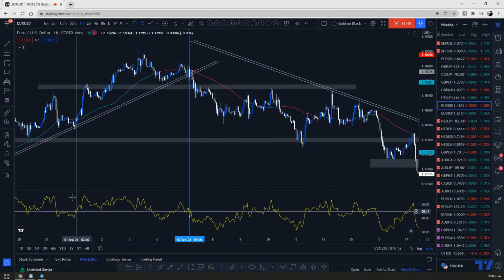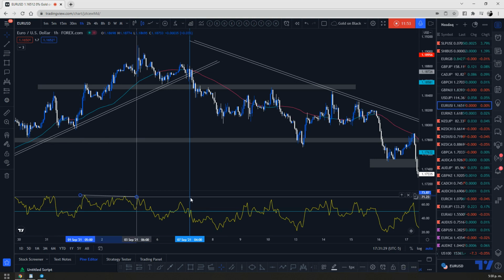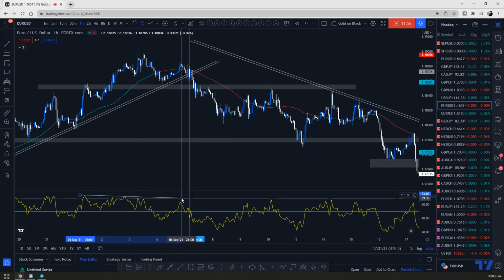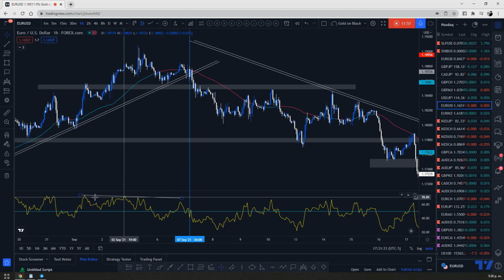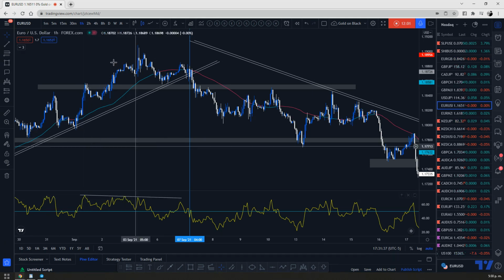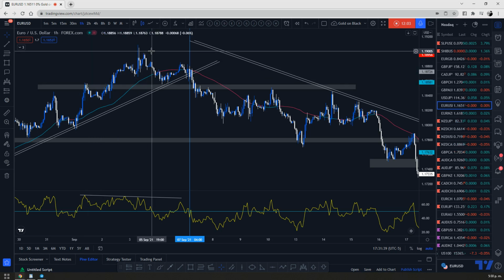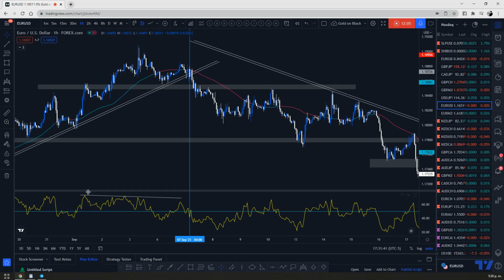So pretty much from here, from this peak, there is a divergence, right? This is the highest point on the indicator, it's creating lower highs, and here the price is creating higher highs. So it's pushing up while here it was going down. So that's a sign, okay? It doesn't mean, oh, I'm going to get in right away.